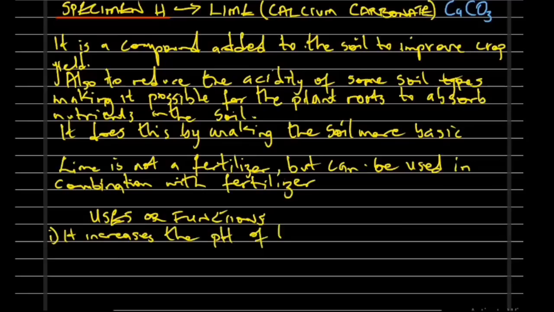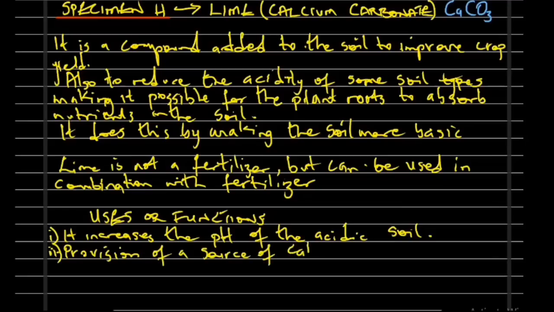The pH of the acidic soil. That is the foremost function of applying lime to the soil. It also provides a source of calcium for plants. Provision of a source of calcium to the plants is another function of the lime.